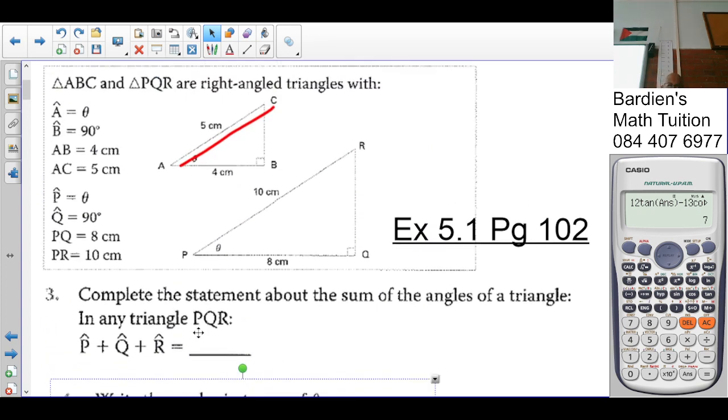Okay, so in any triangle PQR, angle P plus angle Q plus angle R will always be equal to 180. Why? Angles in the triangle, sum of triangles. All okay with that? Nothing scary yet, no? Alright.